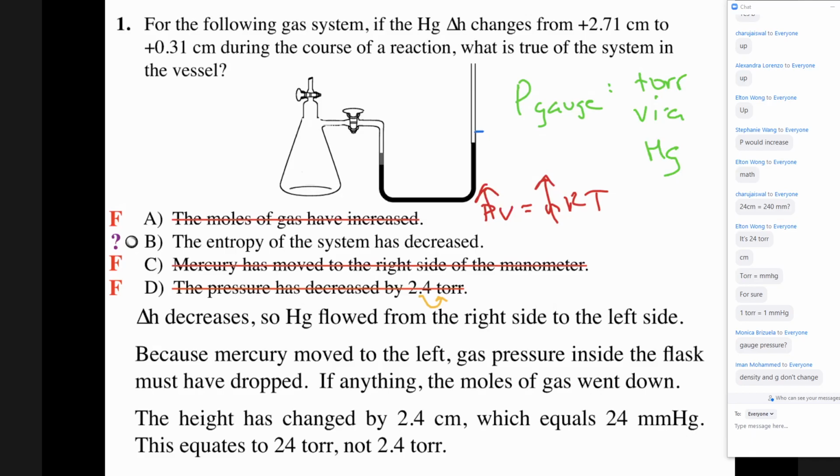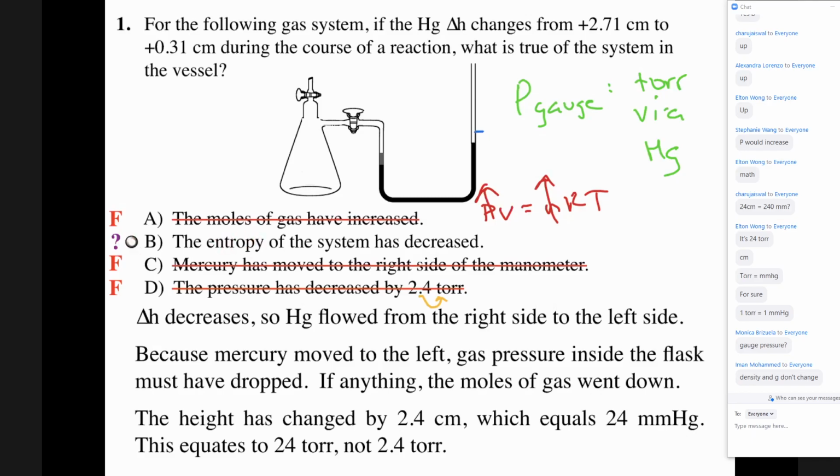So it's one of those things that makes sense, I guess. I just now have to accept that we actually use the height as a unit because the height is directly related to the pressure difference. Okay, so B is the right answer.